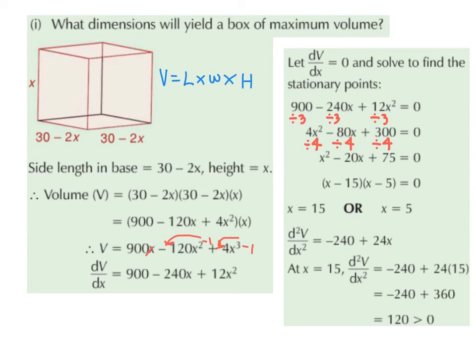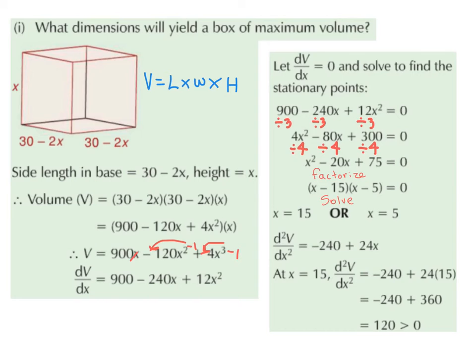Now, what I could have done initially was just divide it across by 12, but if you didn't notice that 12 was the highest common factor of the 3 terms, you could have started off with 3 and then used 4, or vice versa, started off with 4 and then divided by 3. Either way, you're still going to get to x squared minus 20x plus 75 is equal to 0. At this point, I'm going to factorize and then I'm going to solve.